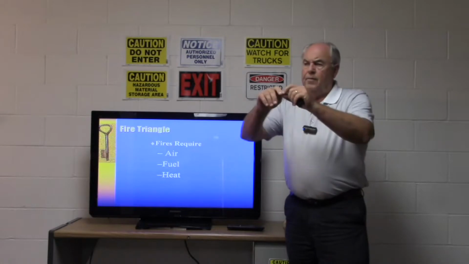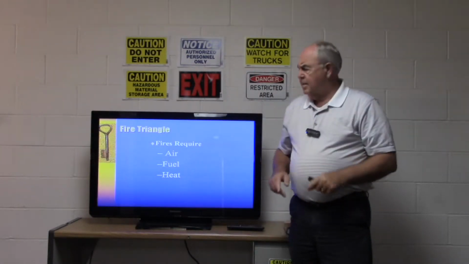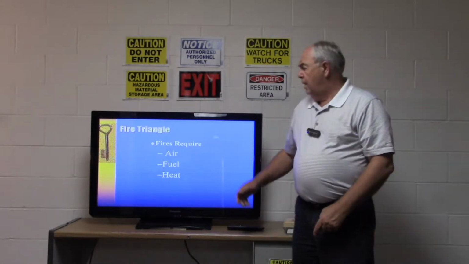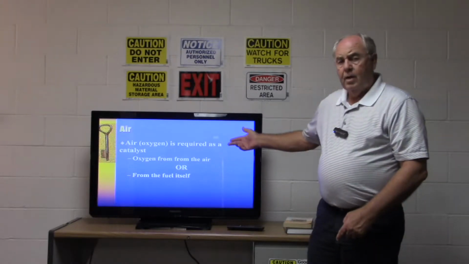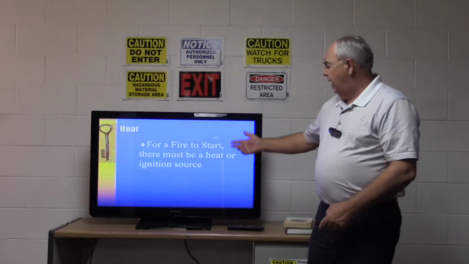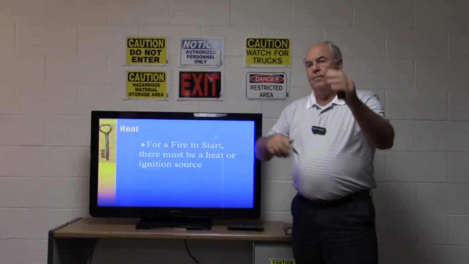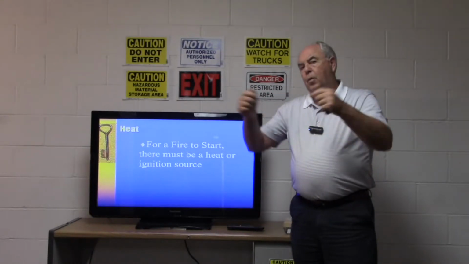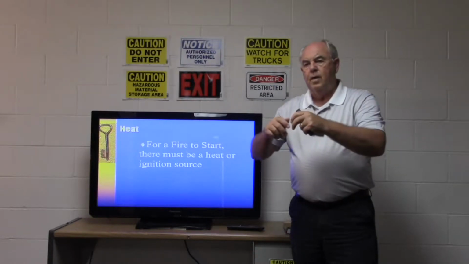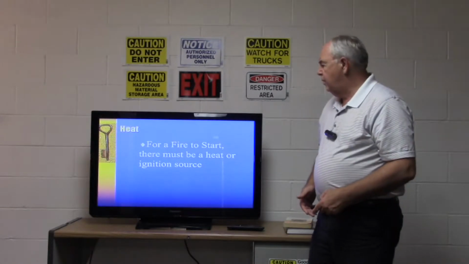But let's talk about the fire triangle. If you will imagine a triangle, three sides, there's three things you have to have for a fire: air, fuel, and heat. Now, there's no doubt we have to have oxygen to make the fire burn. You have to have something to burn, and then you have to have some kind of ignition source. So when we look at the triangle, we have air, fuel, and heat. If you break out any leg of that triangle, then you no longer have a fire because you've taken one of the three components that's required for the fire to continue to burn.